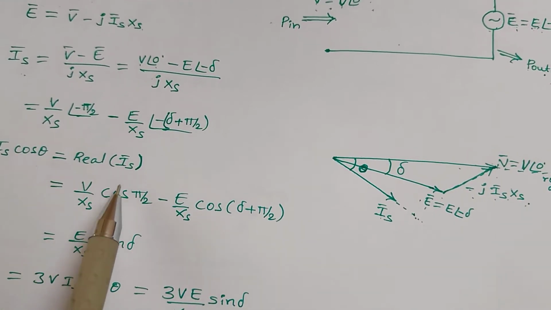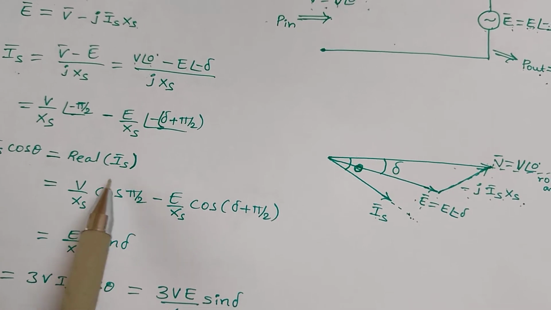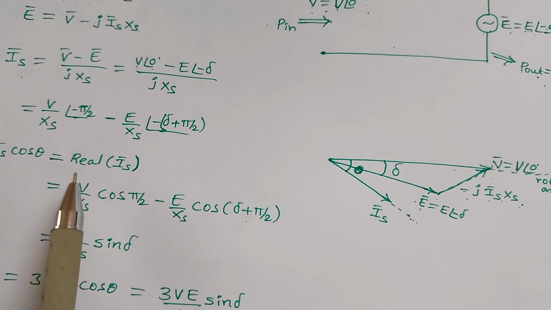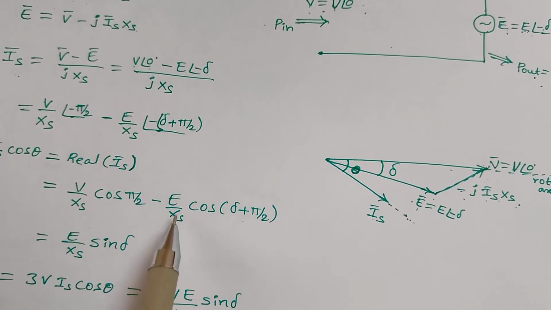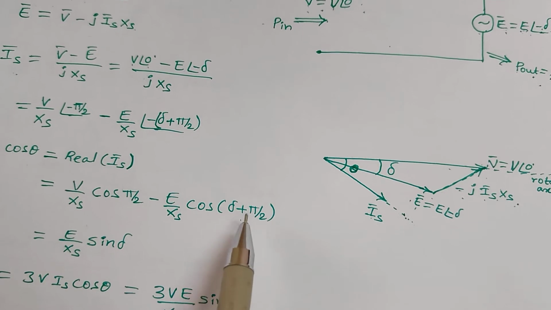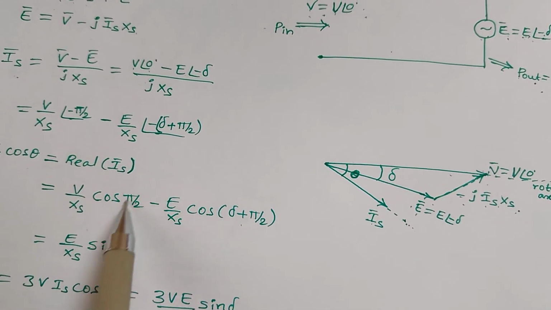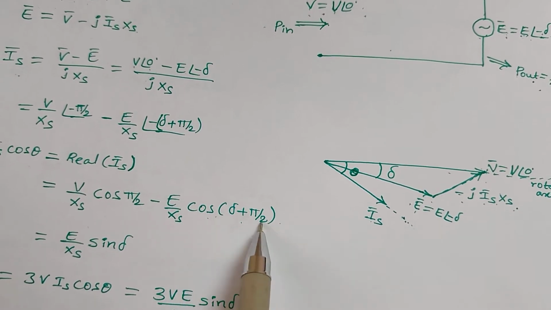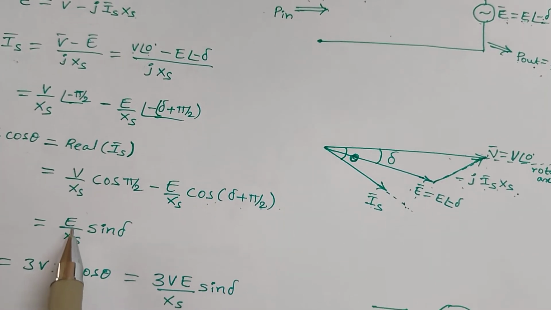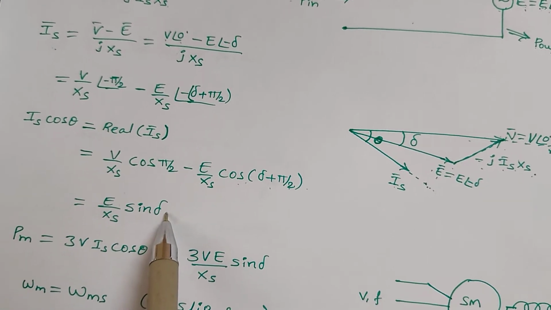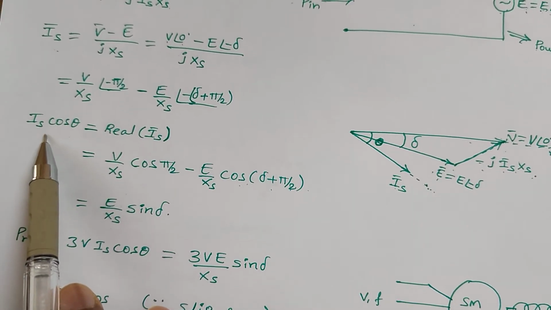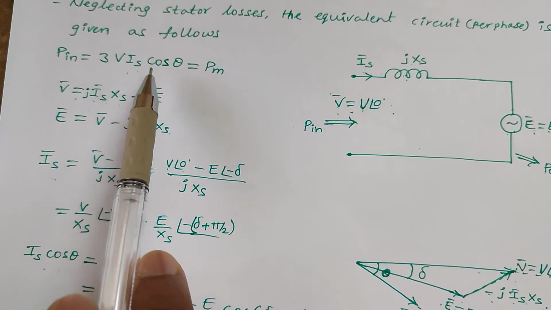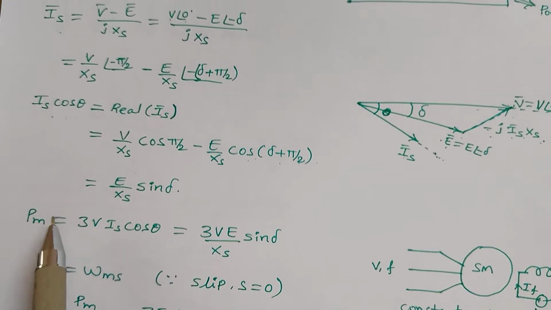So from here we can take only the real component. The real component of IS is nothing but, in both terms we need to apply only the cos term. So V by XS into cos pi by 2 minus E by XS into cos of delta plus pi by 2. Cos pi by 2 is equal to 0, and cos of delta plus pi by 2 will give minus sin delta. So minus and minus will get cancelled. So E by XS into sin delta is the remaining term as IS cos theta. Substitute this IS cos theta in the power equation, then we will get P in.